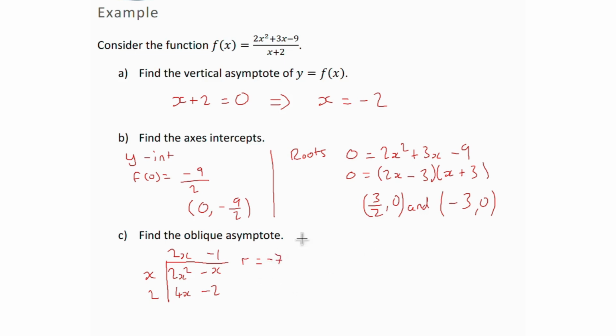Now actually the remainder doesn't matter. All that matters for the oblique asymptote is the quotient. So the oblique asymptote is going to be y equals 2x minus 1.